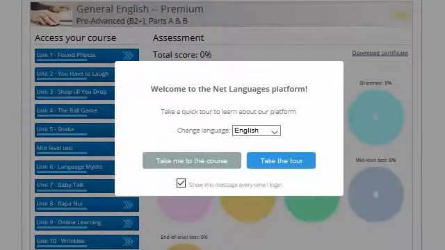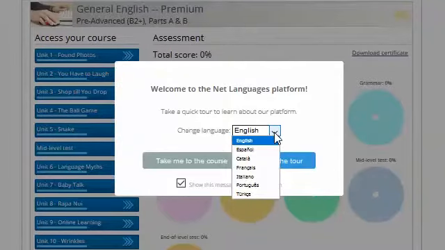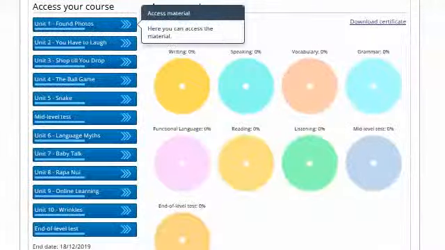This means that they will see what resources and tools are available on the platform, how to contact the tutor, etc. The tour is offered in different languages. If the students go directly to the course, this is what they see.